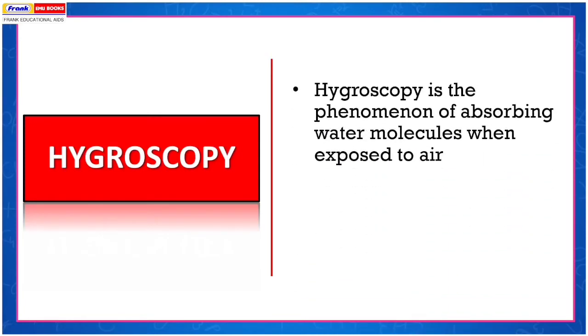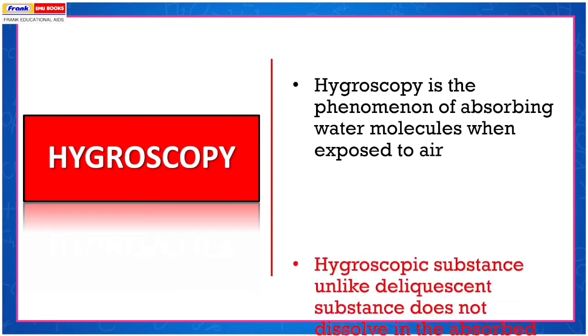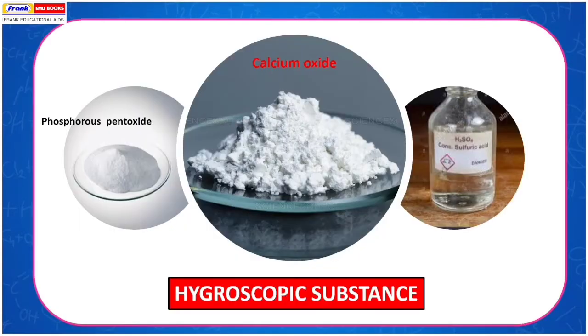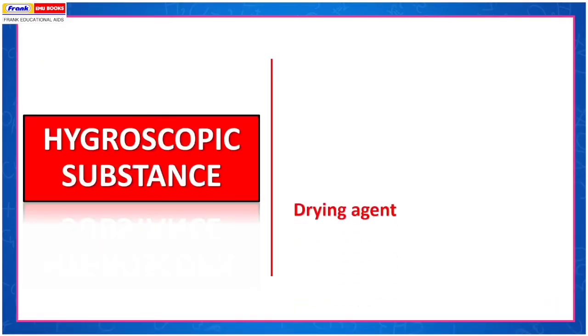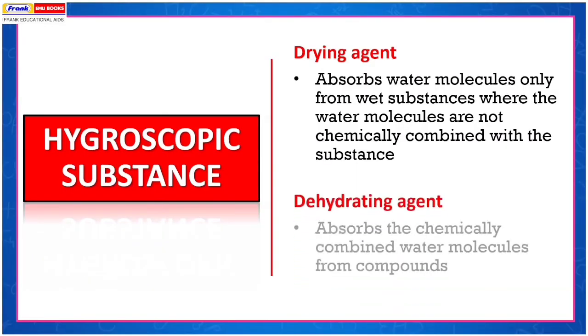Hygroscopy. Hygroscopy is the phenomenon of absorbing water molecules when exposed to air. Hygroscopic substances, unlike deliquescent substances, do not dissolve in the absorbed water molecules. Hygroscopic substances. Examples: phosphorus pentoxide, calcium oxide, concentrated sulfuric acid, etc. Drying agent: absorbs water molecules only from wet substances where the water molecules are not chemically combined with the substance. Dehydrating agent: absorbs the chemically combined water molecules from compounds.